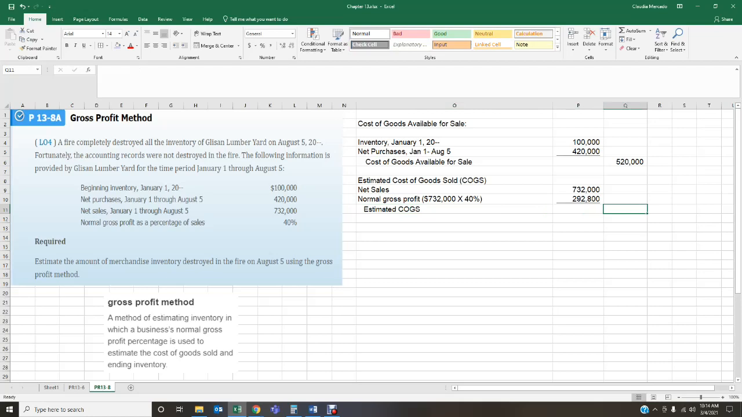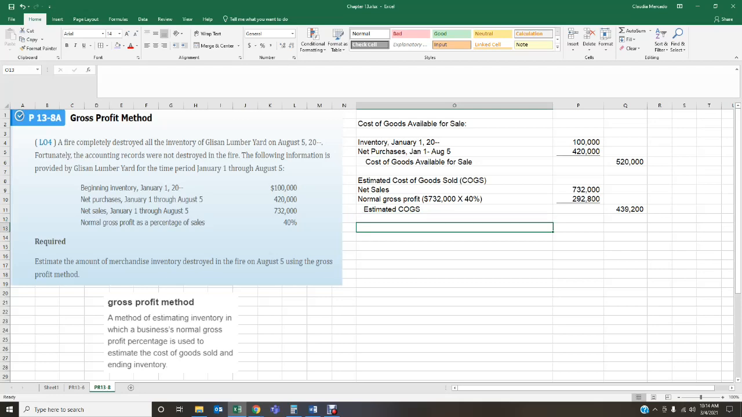cost of goods sold. I'm going to get my sales minus my normal gross profit, and that's going to give me my estimated cost of goods sold. So according to this estimate, the goods that I sold were valued at $439,200. The profit that I made was 40% of my sales, which came out to $292,800. That gives me the actual net sales amount.